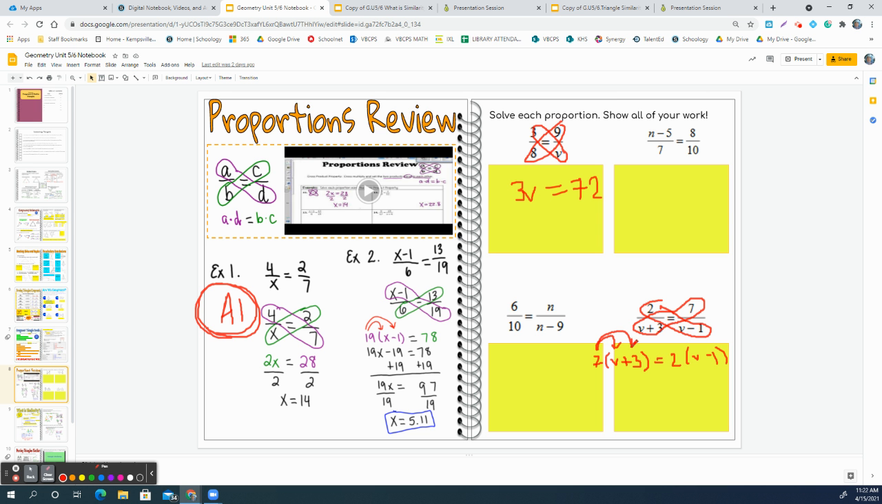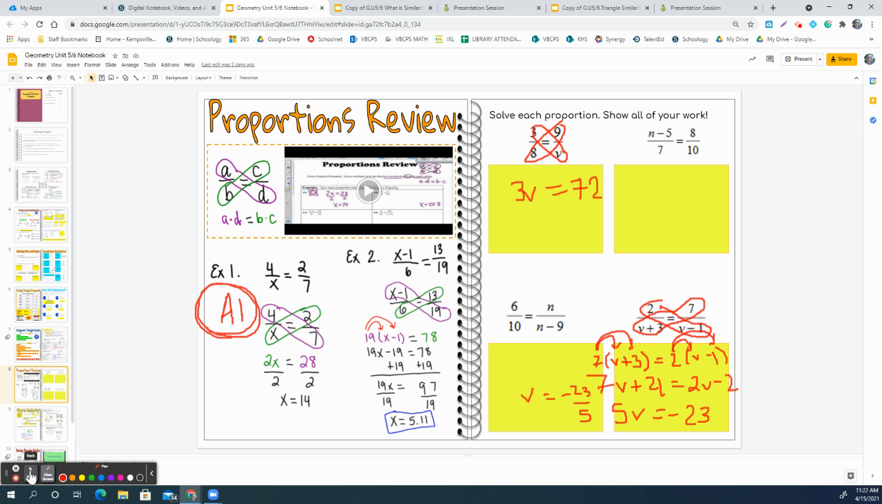I've got to distribute the 7 times the V and the 3. So we get 7V plus 21. And then we've got to distribute over here. 2 times V is 2V, and 2 times minus 1 is minus 2. Right? Then we subtract the 2V from both sides, we get 5V. We subtract the 21 from both sides, and we get negative 23. Did I do that right? V equals negative 23 over 5. It's going to be some weird decimal. Questions on that? That's proportions.